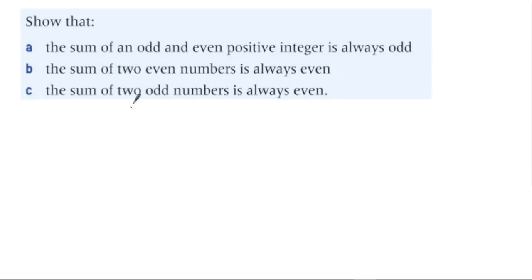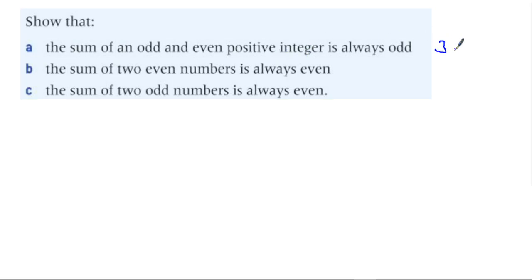This problem: show that the sum of an odd and even positive integer is always odd. The sum of two even numbers is always even. The sum of two odd numbers is always even. So if you try to prove it by just examples, it won't be enough. It's not proving. For example, it says the sum of an odd and even positive integer.